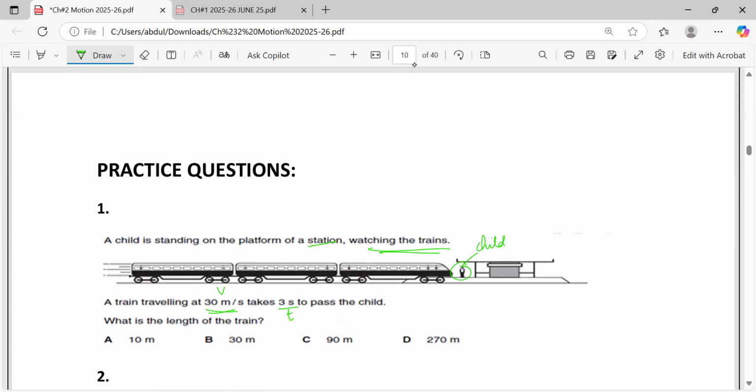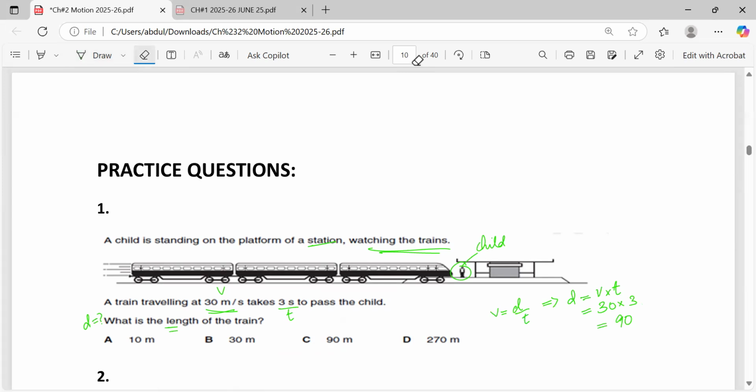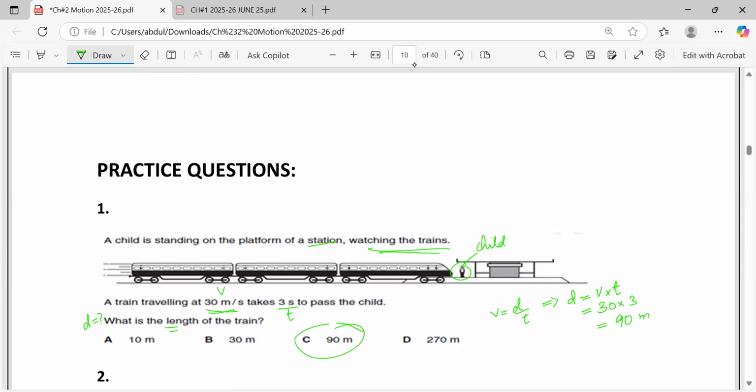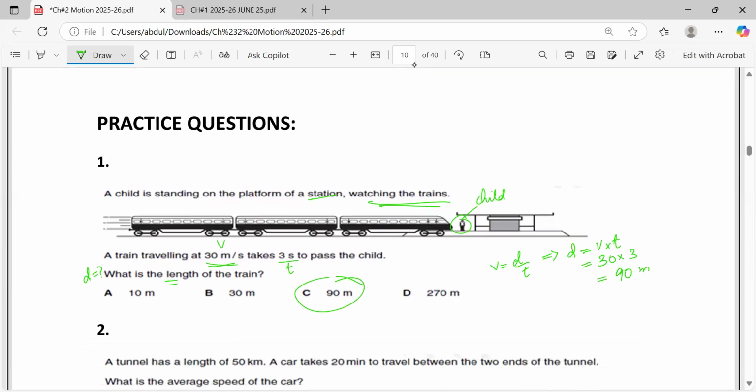So that is time. What is the length of the train? It means the distance we need to find. So speed, V is equal to d by t. This implies that d is equal to V times t. It means 30 times 3. That means 90, and distance is measured in what? Meters. Answer is C. Please check the working which is in front of you. And if there is any doubt or ambiguity, please feel free to ask me.